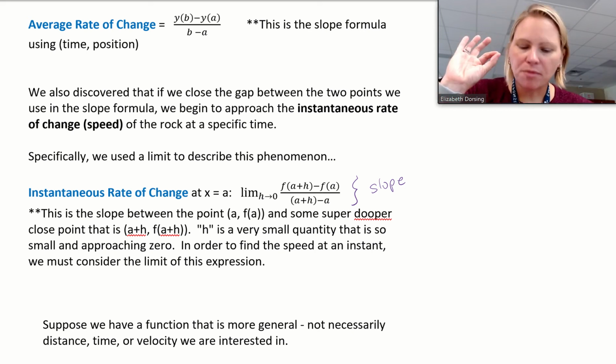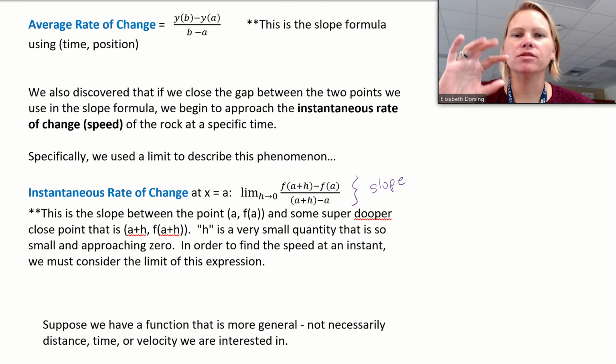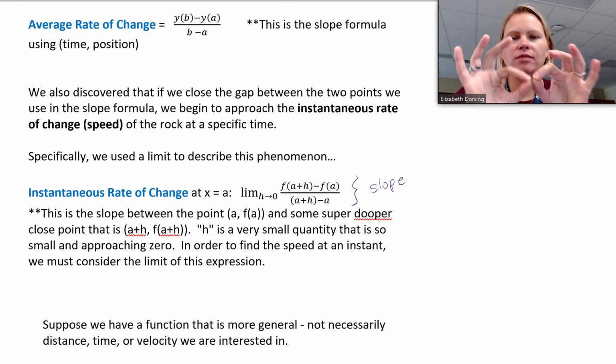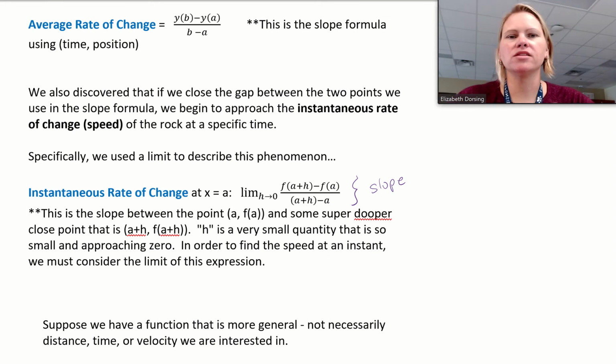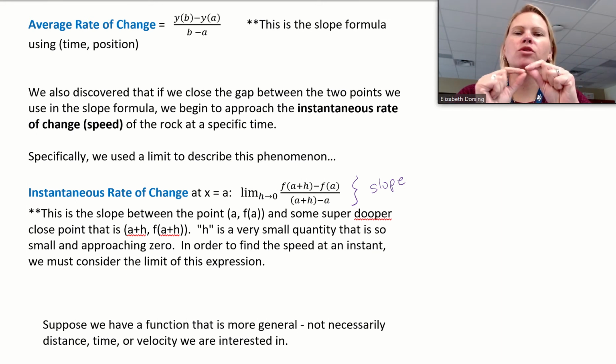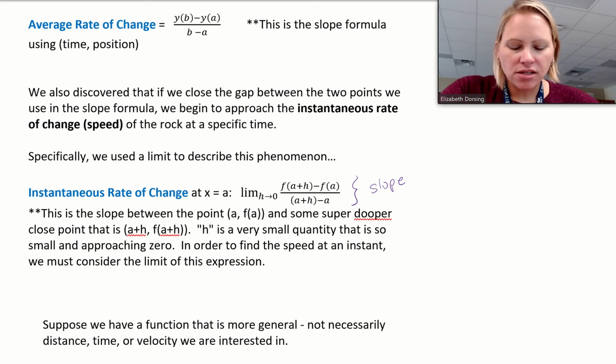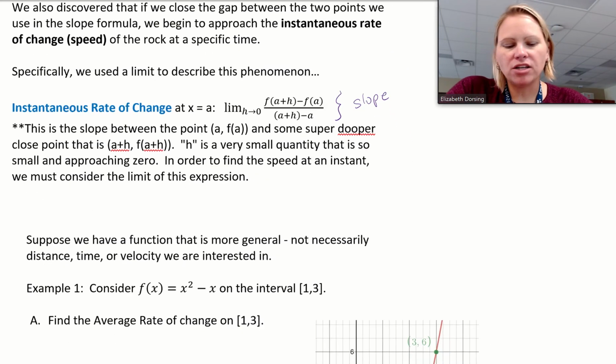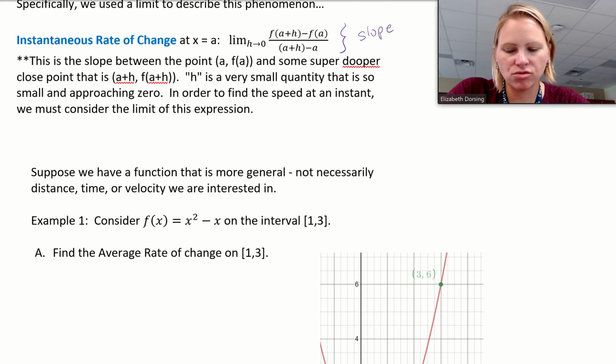In our example in the previous video it was 2 seconds, and then an infinitesimally small amount of time later, and we were finding the slope between those 2 points. We're saying, as the difference between those 2 points approaches 0, as they become the same point, what do we get? And that's our speed. This h value is a super duper small quantity, and we have to find it using limits, because otherwise we are unable to evaluate it. So we have to use limits to evaluate the instantaneous rate of change.